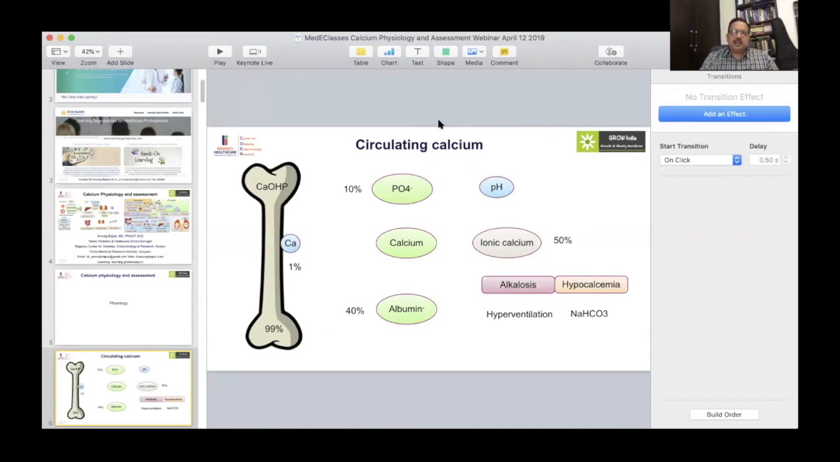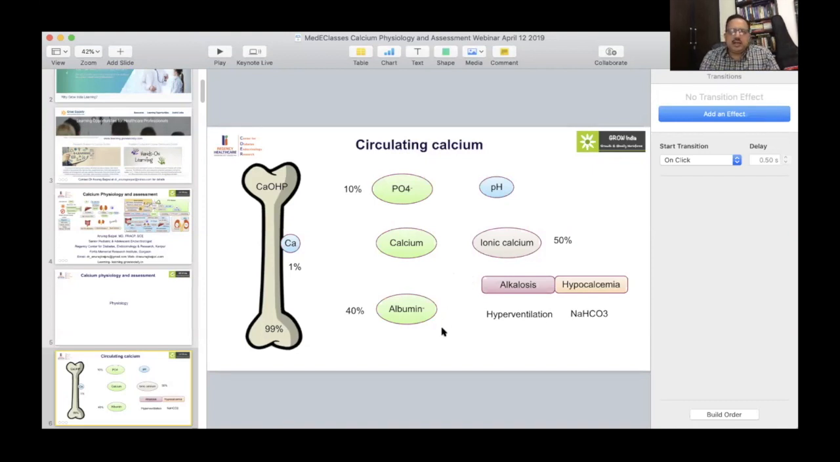Which of the following increases ionic calcium levels? The options are hyperventilation, metabolic acidosis, hemolysis, and rhabdomyolysis. I think we'll relaunch it, and you have the option to answer. Which of the following will result in an increased level of ionic calcium? Is it hyperventilation, metabolic acidosis, hemolysis, or rhabdomyolysis? I think we'll end the poll there.